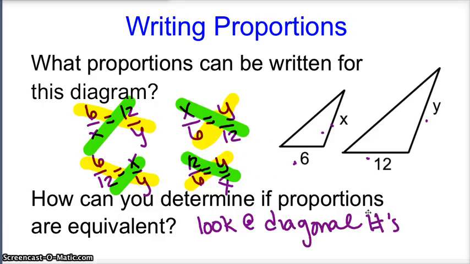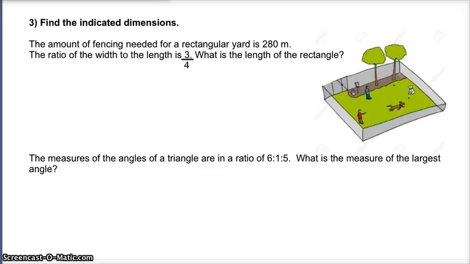Next question, I got ahead of myself. It says find the indicated dimensions. It says the amount of fencing needed for a rectangular yard is 280 meters. So what we're talking about here, when it says the amount of fencing, is essentially perimeter. It says the ratio of the width to the length is 3/4. So think about this particular rectangular fence here.